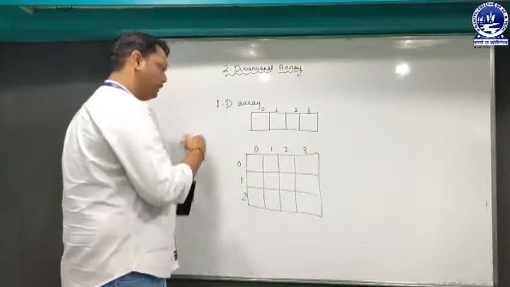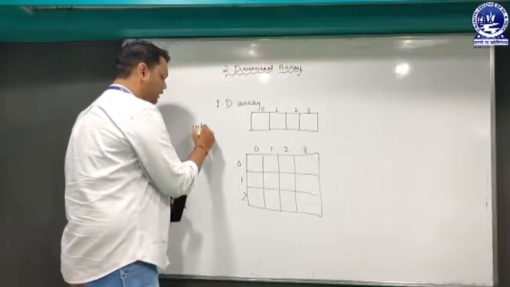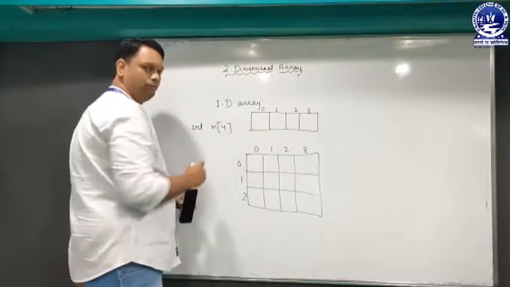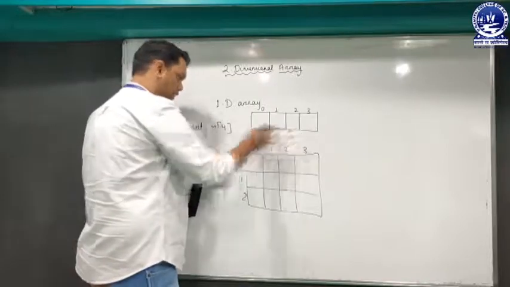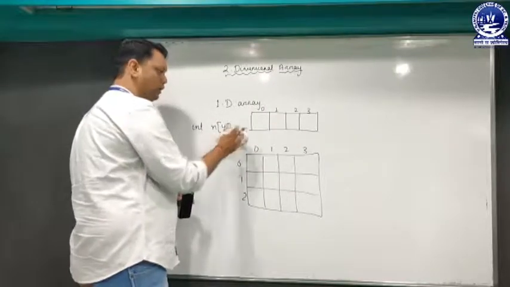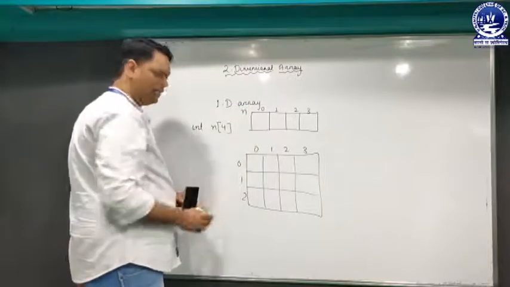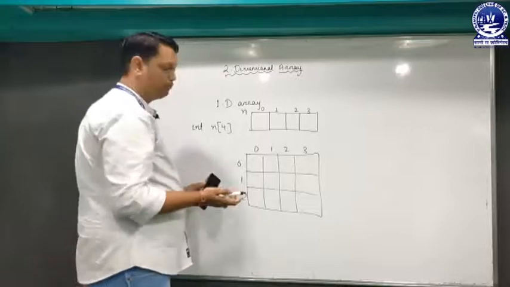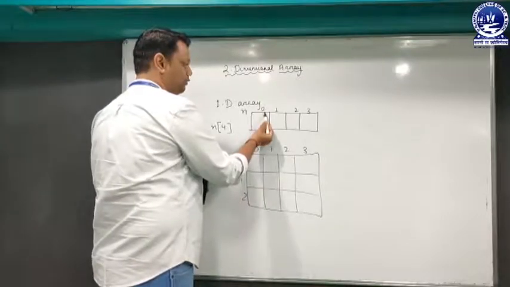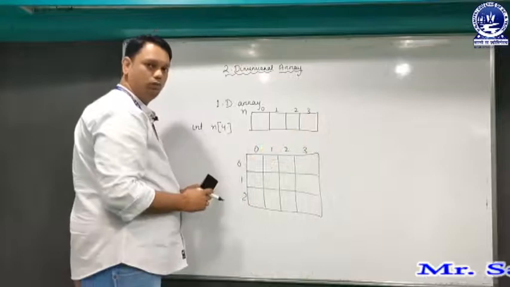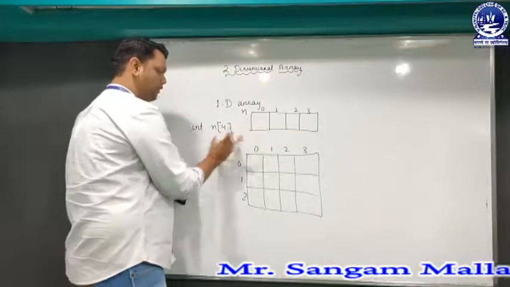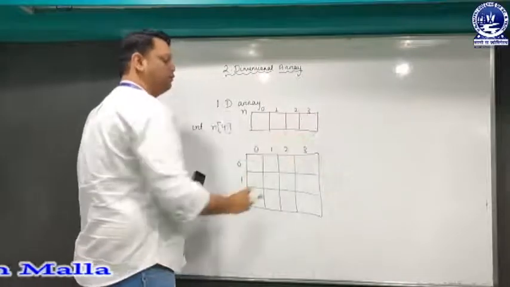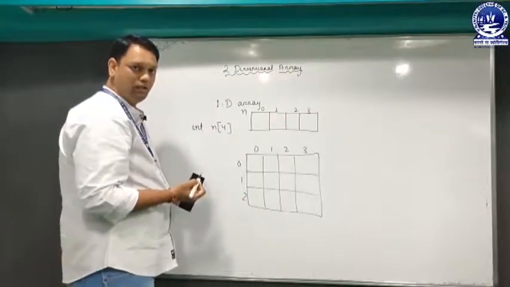In the case of a 1D array, suppose we take int n[4]. This is the graphical representation of the array n of 4. The name of the array is n and 4 represents the number of elements in the array. As the index starts from 0, it will continue up to 3. As we have specified a single row value, the elements of the array will be stored in a single dimension.